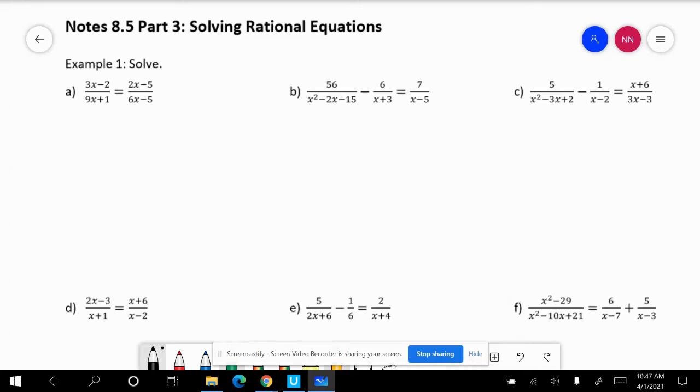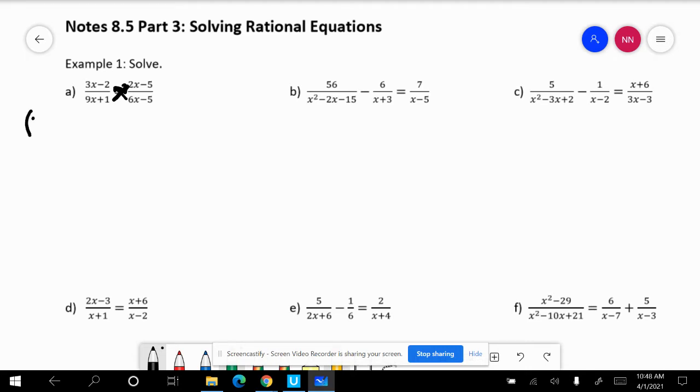What we're going to do is solve equations of rationals. We're going to be looking at a little bit more difficult ones, ones with 2 terms and 3 terms. So if you remember the ones with 2 terms, what we're going to be doing is we're going to cross multiply.